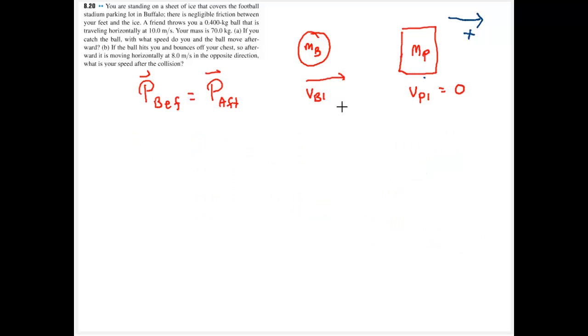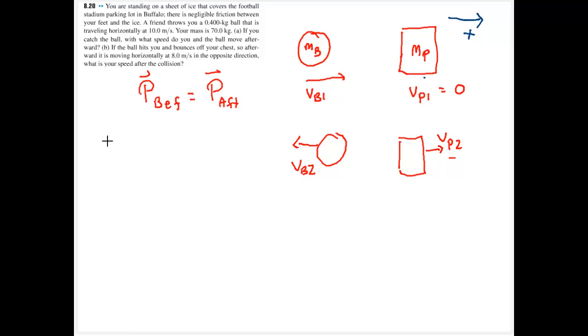For part B, where the ball bounces off your chest, I can leave the setup the same. The ball is initially coming at you with some velocity, but now I know that the ball has bounced off of you. Now it's traveling in the negative direction with some velocity that I know. This is velocity v2, the 2 indicating it's after a collision has occurred. And now we have the person moving off at some velocity v_p2. This is what I'm interested in solving for.